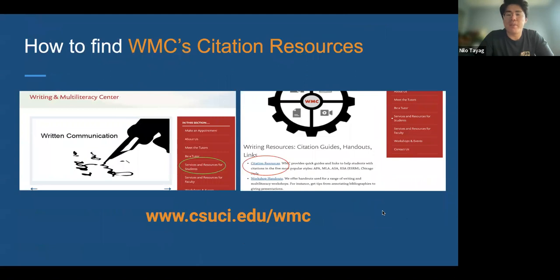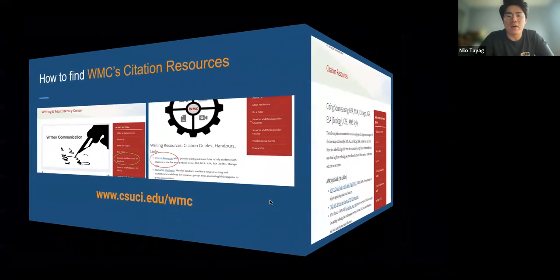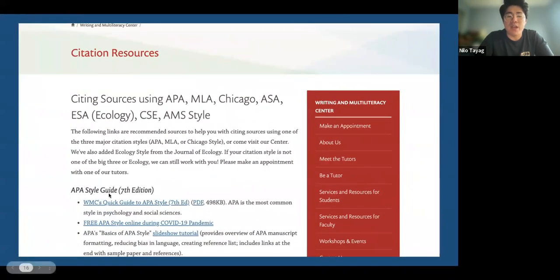If you want more information about citations, in particular APA citations, or you just need a quick refresher, you can go ahead and visit our website. So that would be www.csuci.edu/WMC, and you'll be able to find our citation resources in a link on our website. And this will lead you to our quick guides, right? So we have several APA style guides, including our quick guide, which kind of gives a rundown of what we went over today, right? And it will also provide examples as to how you cite different sources, both in-text citations and references. And we have guides for other citation styles as well. As you can see, we have an MLA guide, we have a Chicago style guide, and we've also included ecology style, so ESRM. So there's a wealth of knowledge on citations on our website.